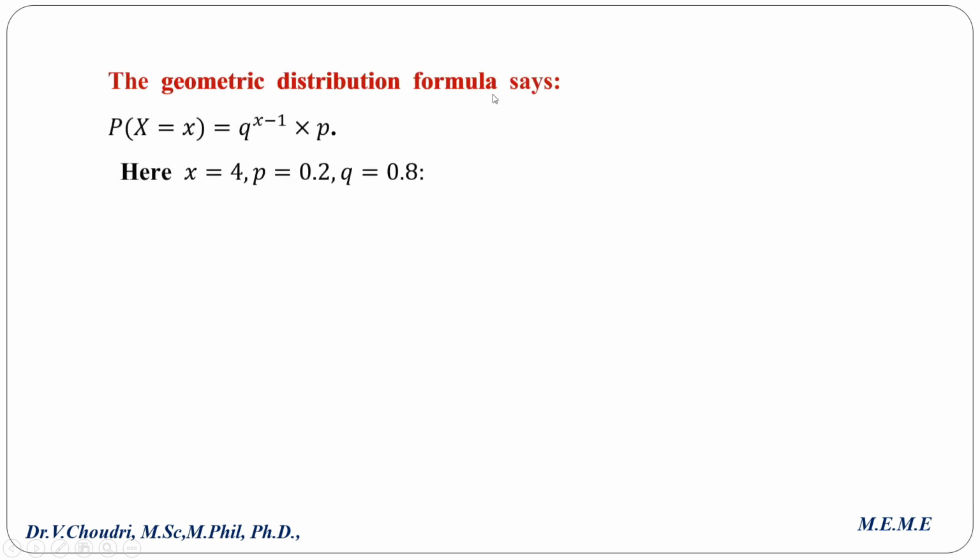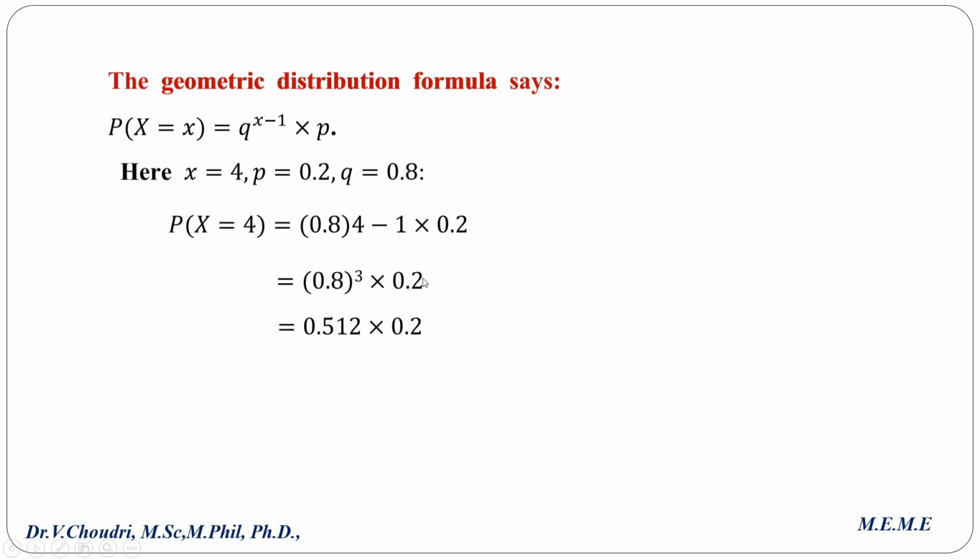So the geometric distribution formula says P of X equal to x equals q power x minus 1 into p. Here the number of trials is 4, so p equals 0.2, q equals 0.8. Substituting, P of X equal to 4 equals 0.8 power 4 minus 1, please understand, into 0.2. So 0.8 power 3 into 0.2. Simplifying this, we get 0.512 into 0.2, which is 0.1024. Please note that there is a typing mistake here: it should be 0.8 power 4 minus 1.